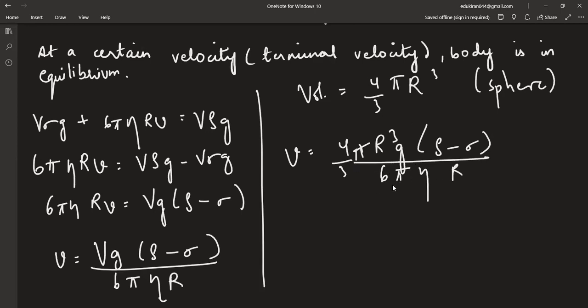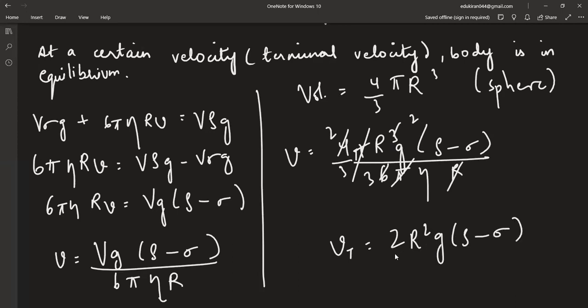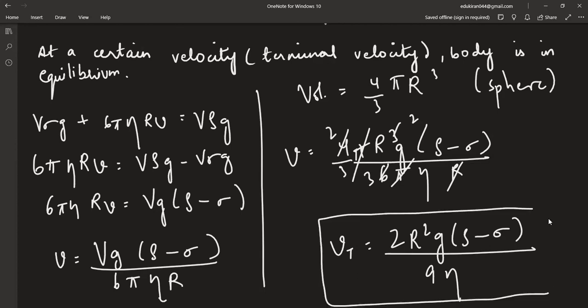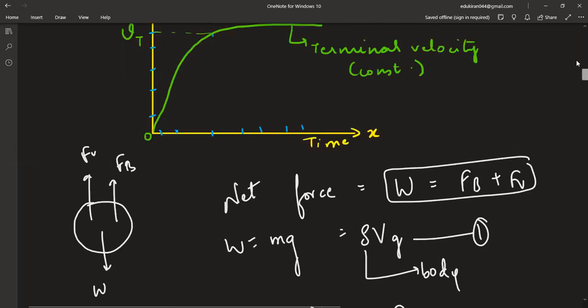So see what all things are getting cancelled. Pi will be cancelled. 2 into 3: 2 into 2 is 4, 2 into 3 is 6. r cube becomes r square, as this r will be cut. So finally, what is the formula of terminal velocity? 2 r square g (rho minus sigma) divided by 9 eta, since 3 into 3 is 9. This is the derivation of terminal velocity and the formula. Tell me, is it clear? Write it down from here.